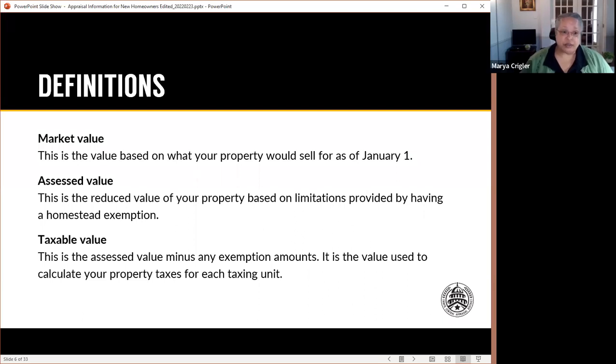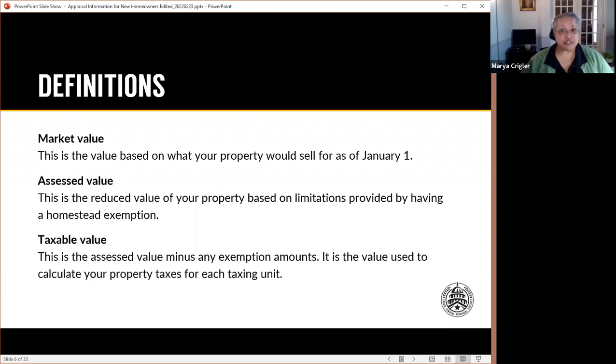The second value is the assessed value. And this is a reduced value. If you've got a homestead exemption, it is a reduced value. The homestead exemption provides many benefits, but one of those benefits is a limitation on how much the assessed value can increase. Now, the assessed value is a calculation. It is last year's assessed value plus 10% or the current market value, whichever is lower. So assessed value will always be just a calculation.